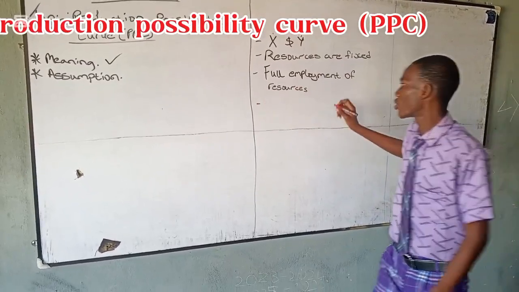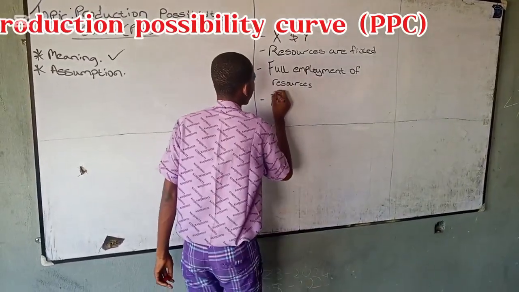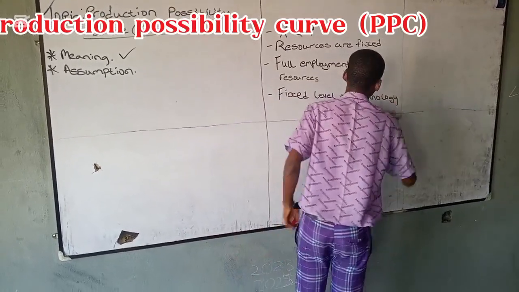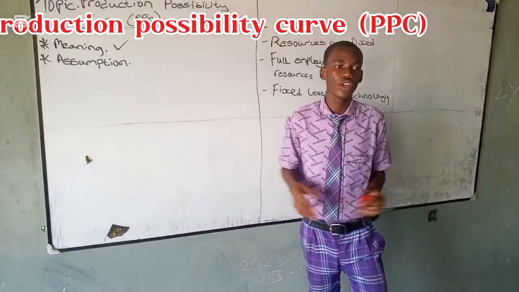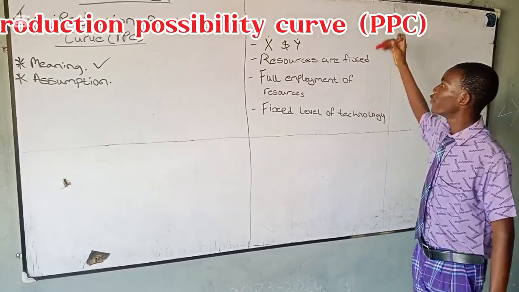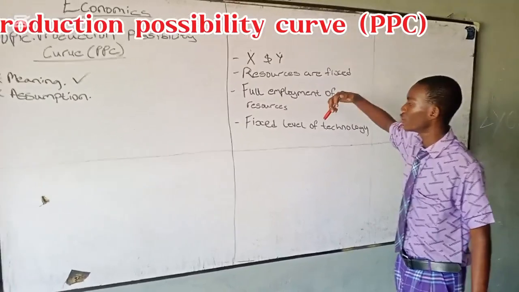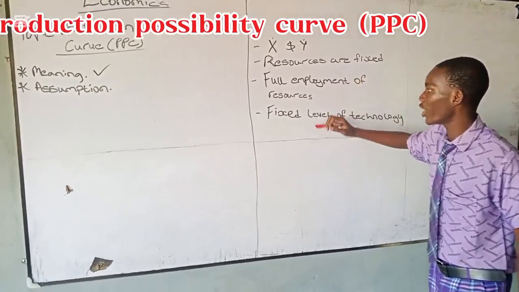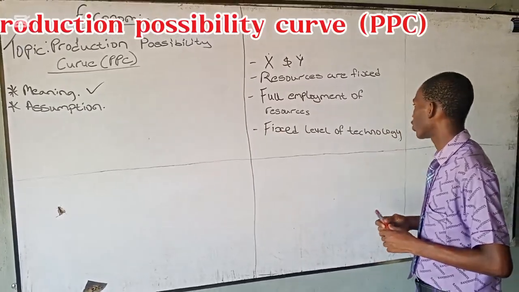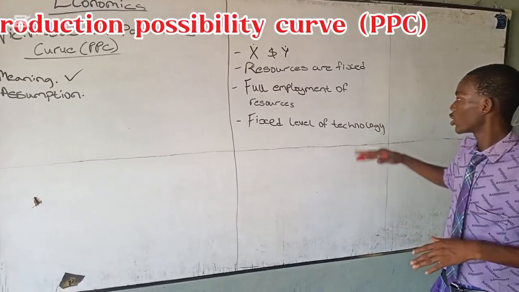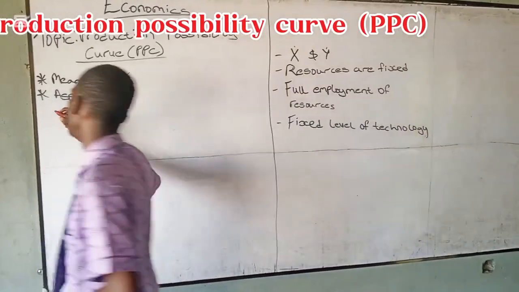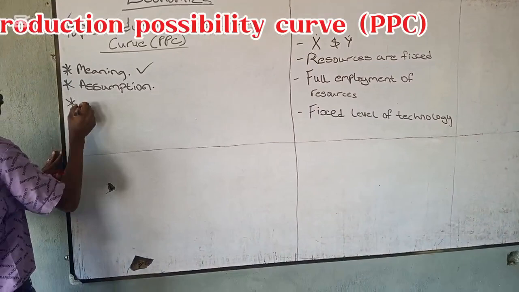The fourth assumption, fixed level of technology. In the definition of production possibility curve, I said that it's the possible combination of two commodities given a fixed resource and a fixed level of technology. So we are given a fixed level of technology. This is one of the assumptions of production possibility curve, that there is not much technology in the country or in an economy. Next, we take analysis of production possibility curve.